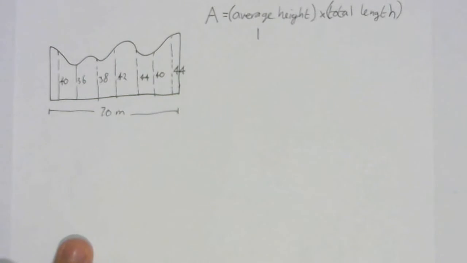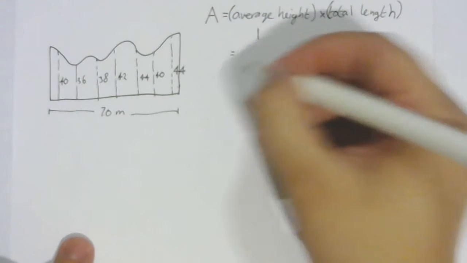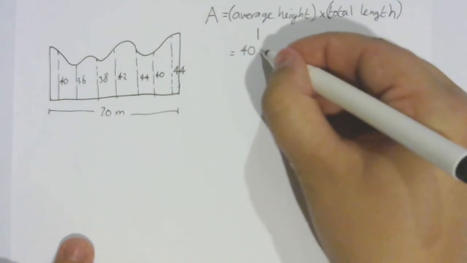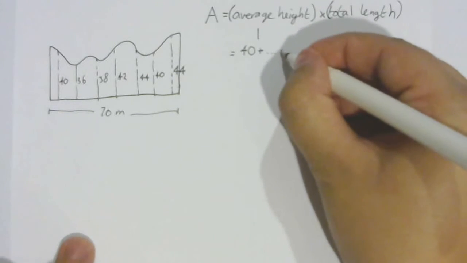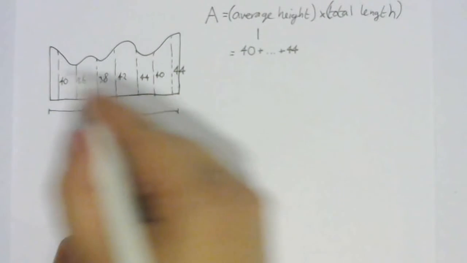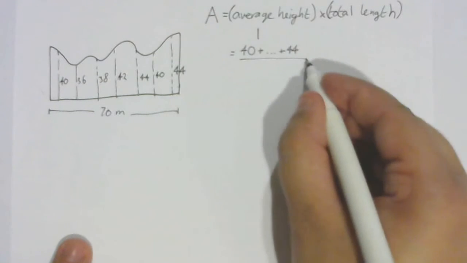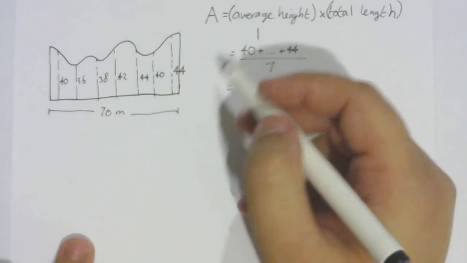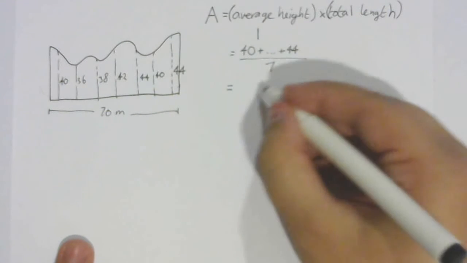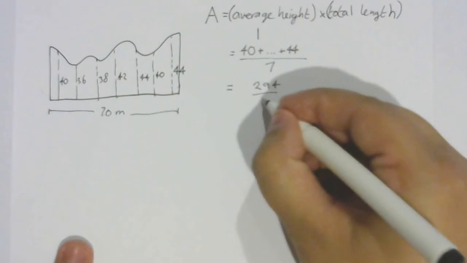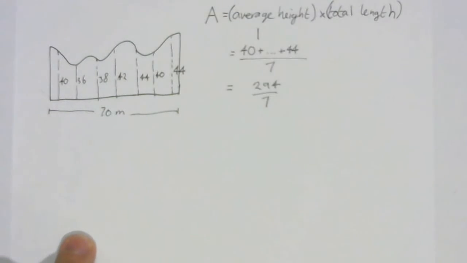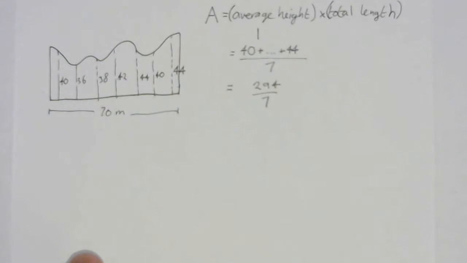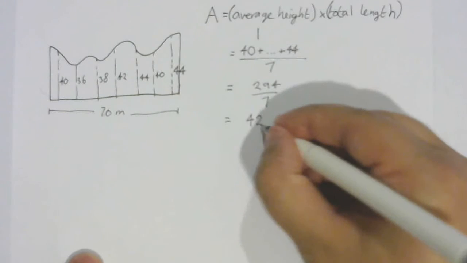So the average height. Remembering back, we know that the average is simply adding up all of them and then dividing by how many there are. So we're going to add up all of them. So 40 plus all of the numbers in between and 44. So all of these numbers added together, divided by how many there are. And there are 7 numbers. Adding up all of these middle numbers, we have 294 divided by 7. And we can calculate that, and it gives us a very round number of 42 meters.